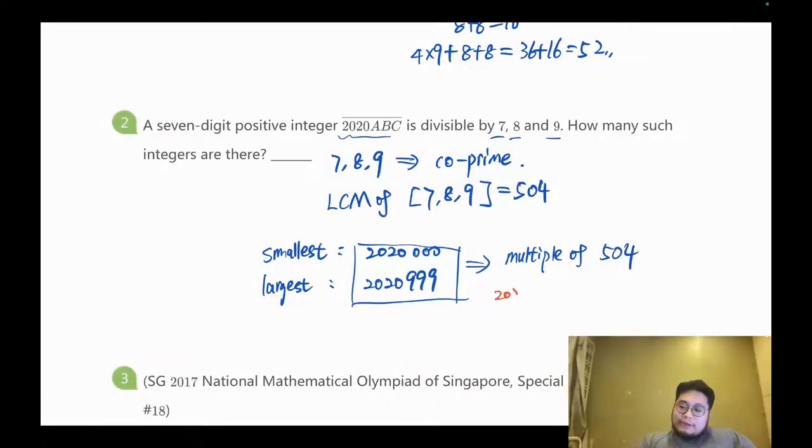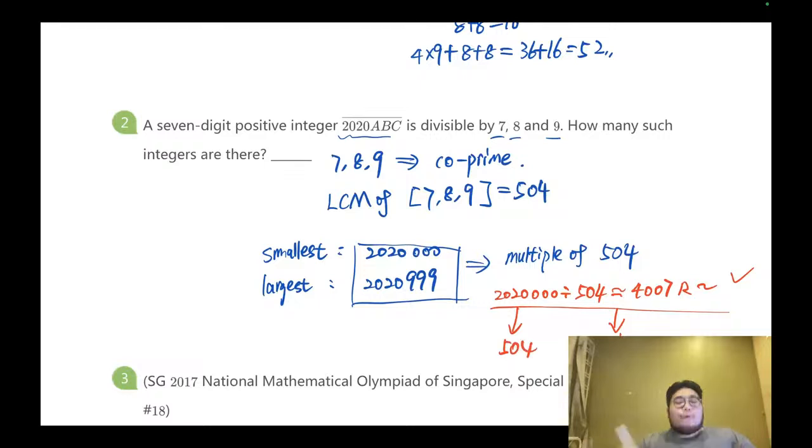So yes, you just need to calculate 2020000 divided by 504. Maybe you can find it's about 4007, right? With a remainder. 4007 times. Actually, we don't need to care about the remainder, right? We know the remainder, of course, is smaller than 504. So we must have one more multiple, and after that we just add 504. We can find out the answer. Actually, we only have 2.